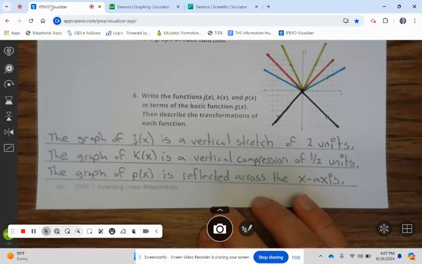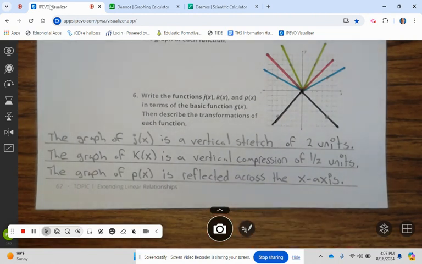All right, let's take a look at 6. Write the function j of x, k of x, and p of x in terms of the basic function g of x. Then describe the transformation of each function. The graph of j of x is a vertical stretch of 2 units. The graph of k of x is a vertical compression of 1/2 units. The graph of p of x is reflected across the x-axis. Let's take a look at the next page.